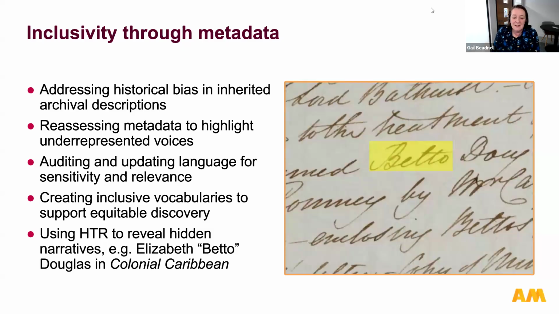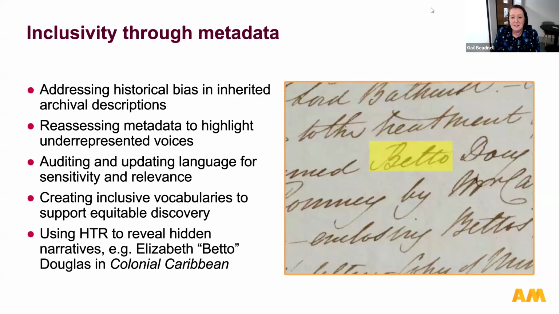As an example, the collection Colonial Caribbean discusses a case study about an enslaved woman, Elizabeth Douglas, who petitioned for her freedom 10 years before the official end of slavery in the Caribbean. The details of her case have existed in the National Archives since 1827, but until recently they lay undiscovered.